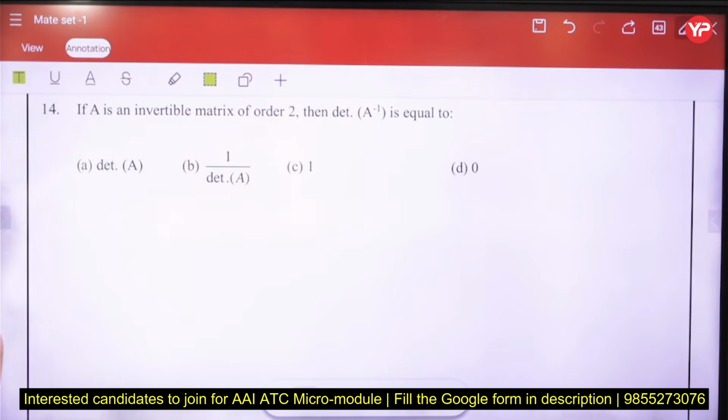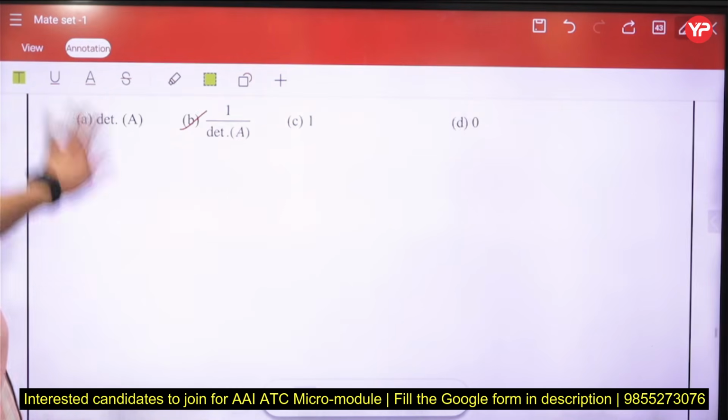If a matrix A is an invertible matrix of order 2, then the determinant of A inverse is equal to what? Determinant of A inverse is equal to 1 upon determinant of A.